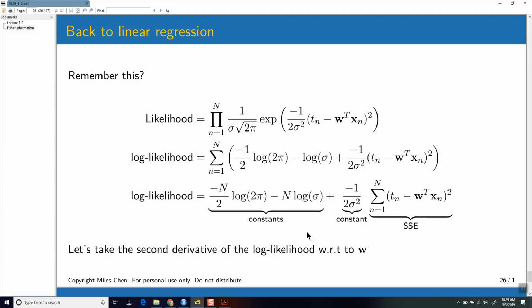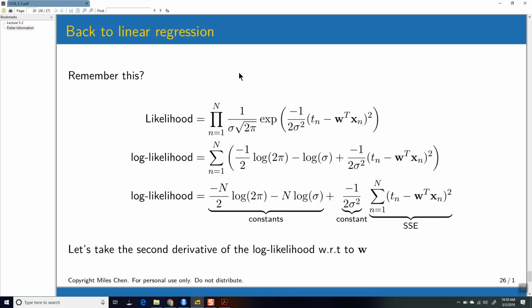Okay. All right, so remember this, where we have the log likelihood function. And now we're going to take the second derivative of this with respect to w, okay? So tying this back to linear regression, this again assumes Gaussian noise, all right?